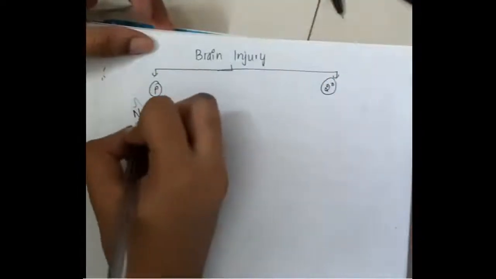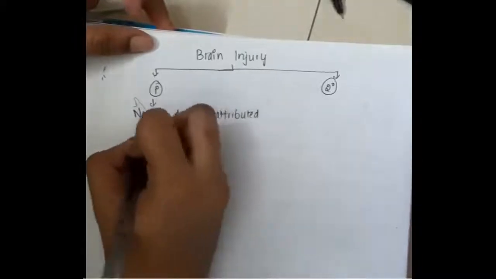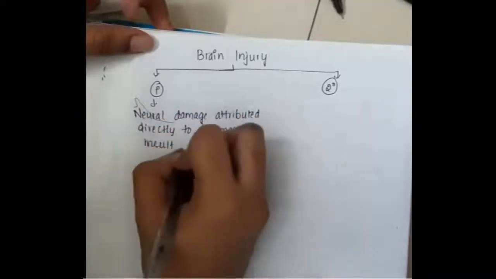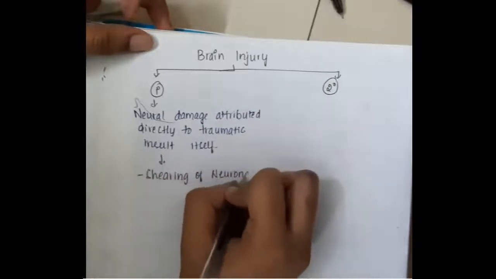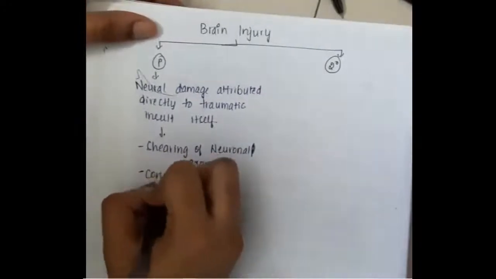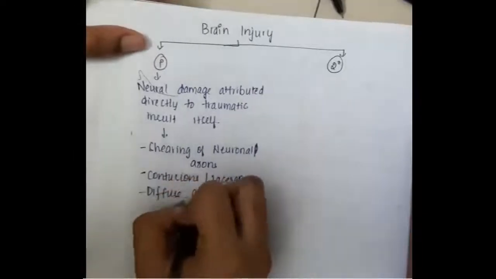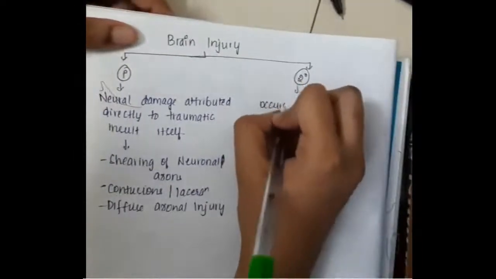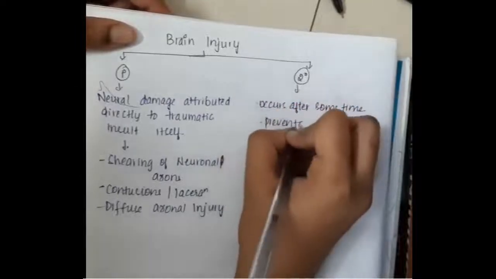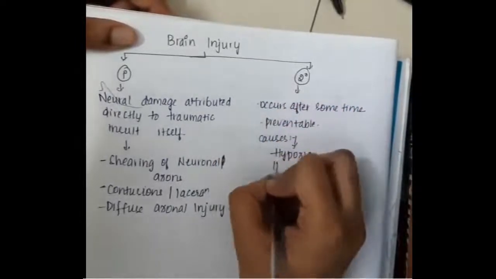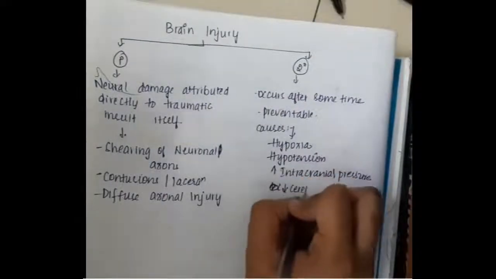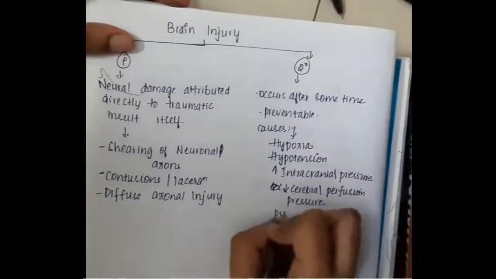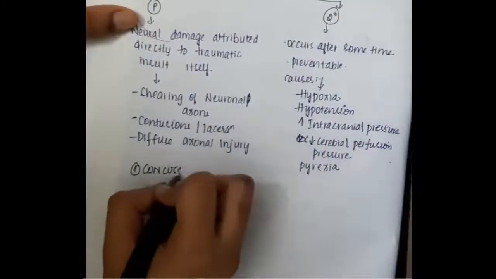Next we have to learn some important points about brain injury. Brain injury can be divided into primary and secondary. Primary brain injury is neural damage attributed directly to the traumatic insult, that is, shearing of neurons, contusions or lacerations, or diffuse axonal injury. Secondary injuries occur after some time and are preventable. Causes include hypoxia, hypotension, increased intracranial pressure, decreased cerebral perfusion pressure, and pyrexia.